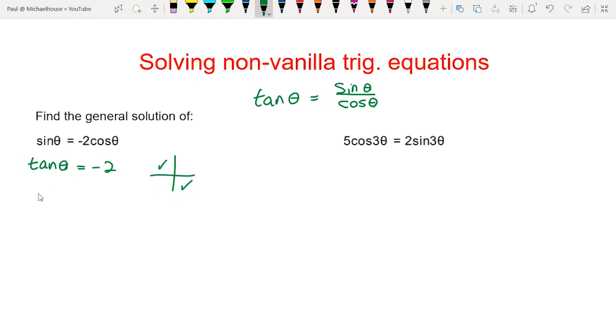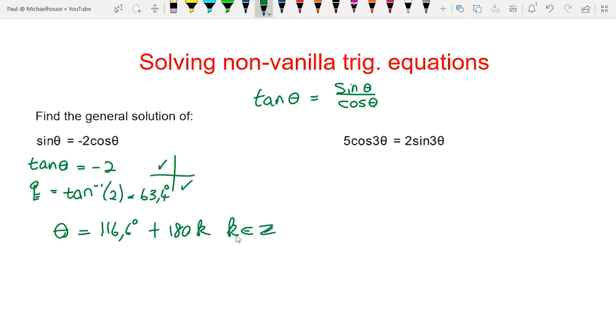We're looking for solutions in quadrants 2 and 4, with tan being negative. We find our key angle. Remember, the key to finding a key angle is that we don't put the negative into the calculator when we undo tan, and we get 63,4 degrees. Our second quadrant solution will be 180 minus the key, remembering we always use the horizontal axis, so theta will equal 116,6 degrees. And because it's tan, we can just add 180k, k being an integer, and there's our general solution.